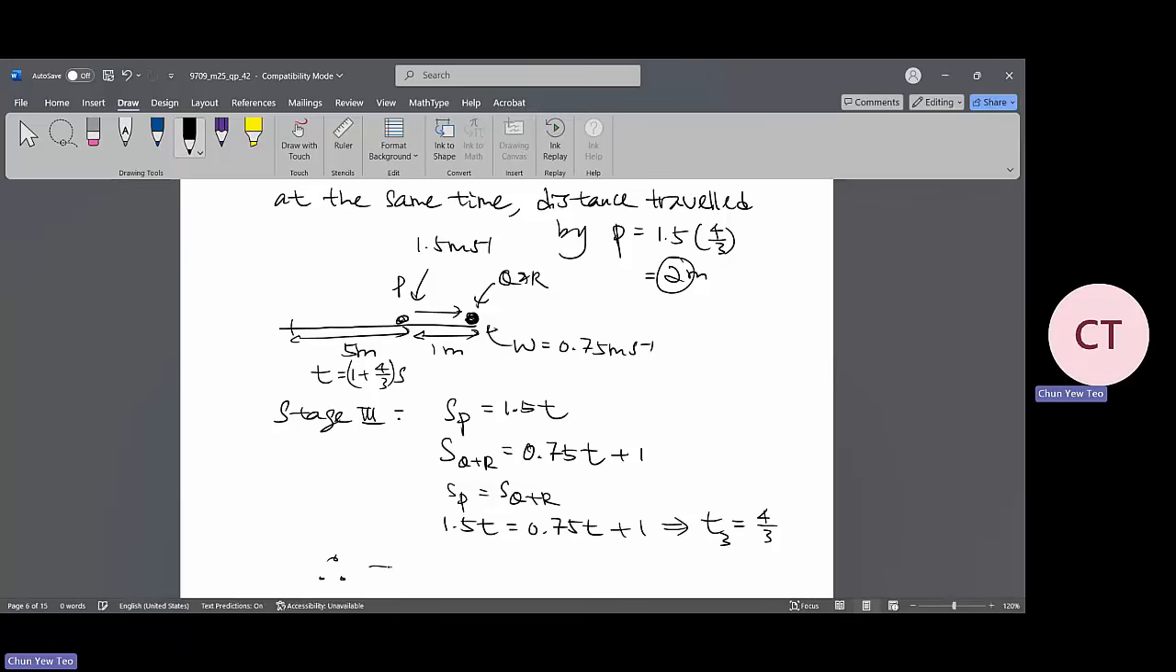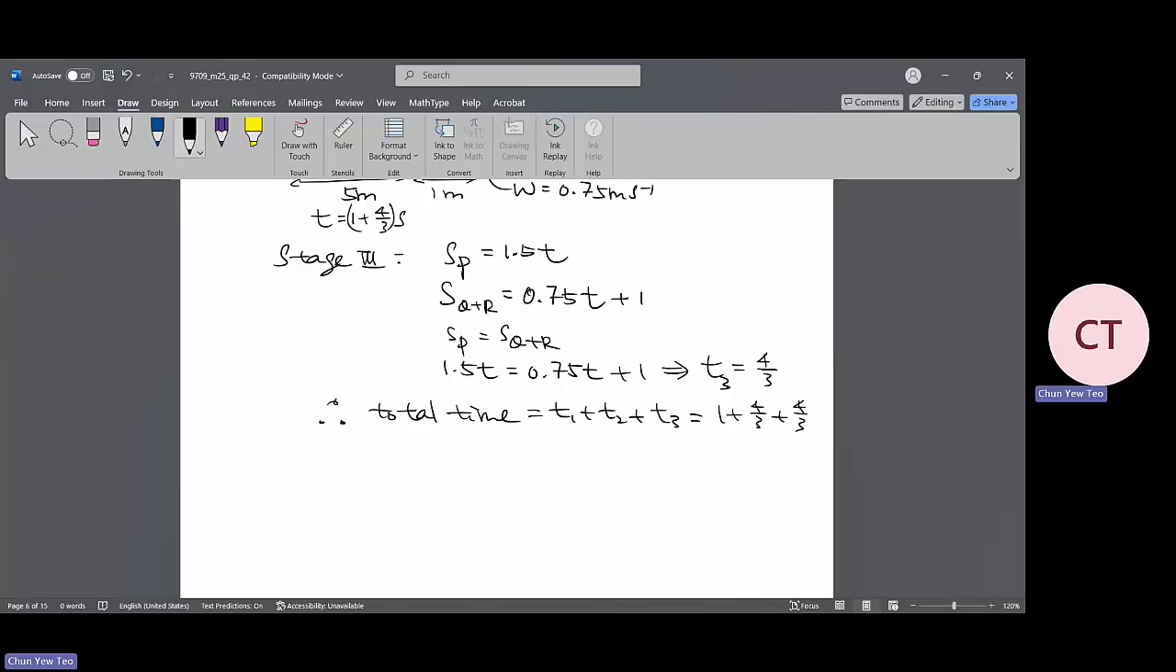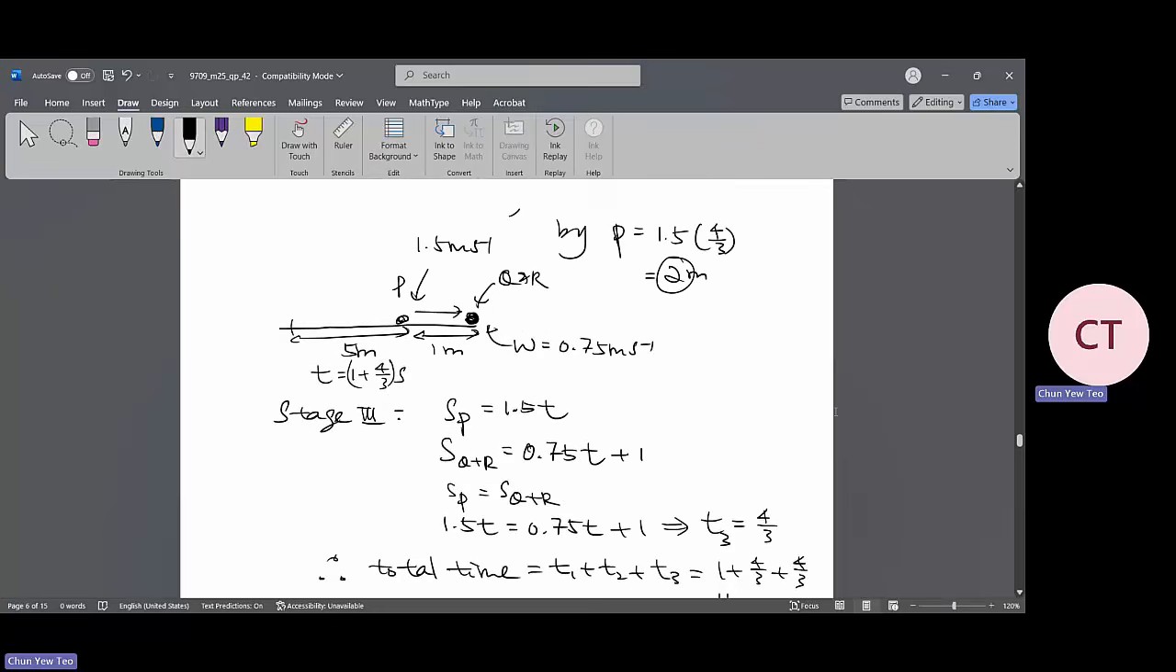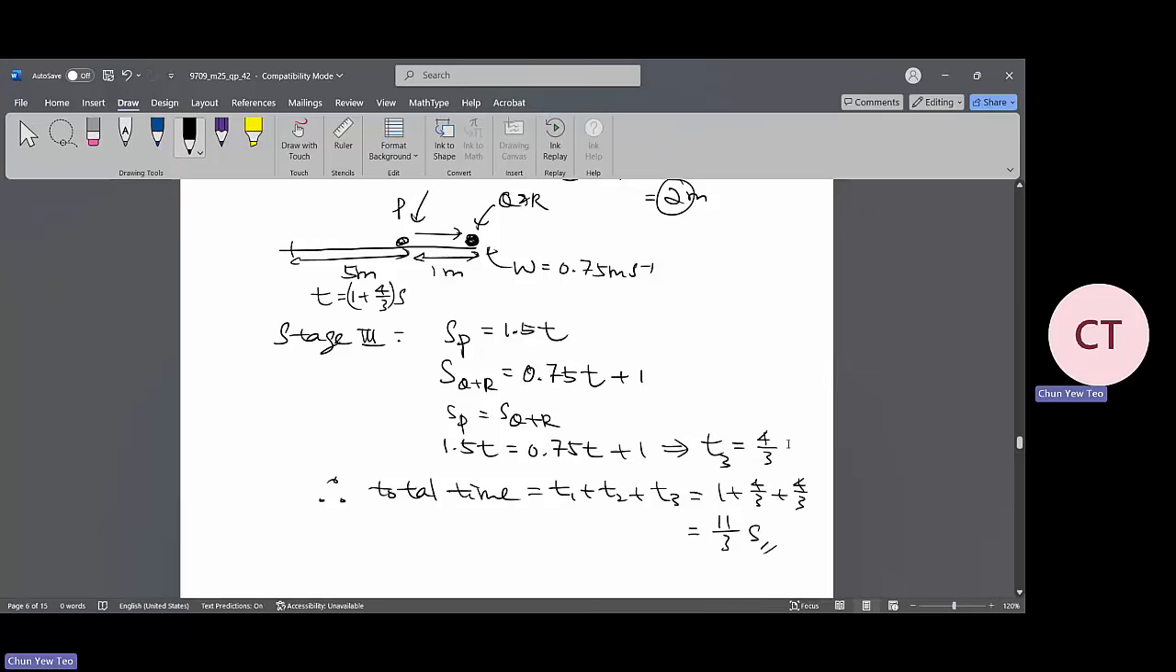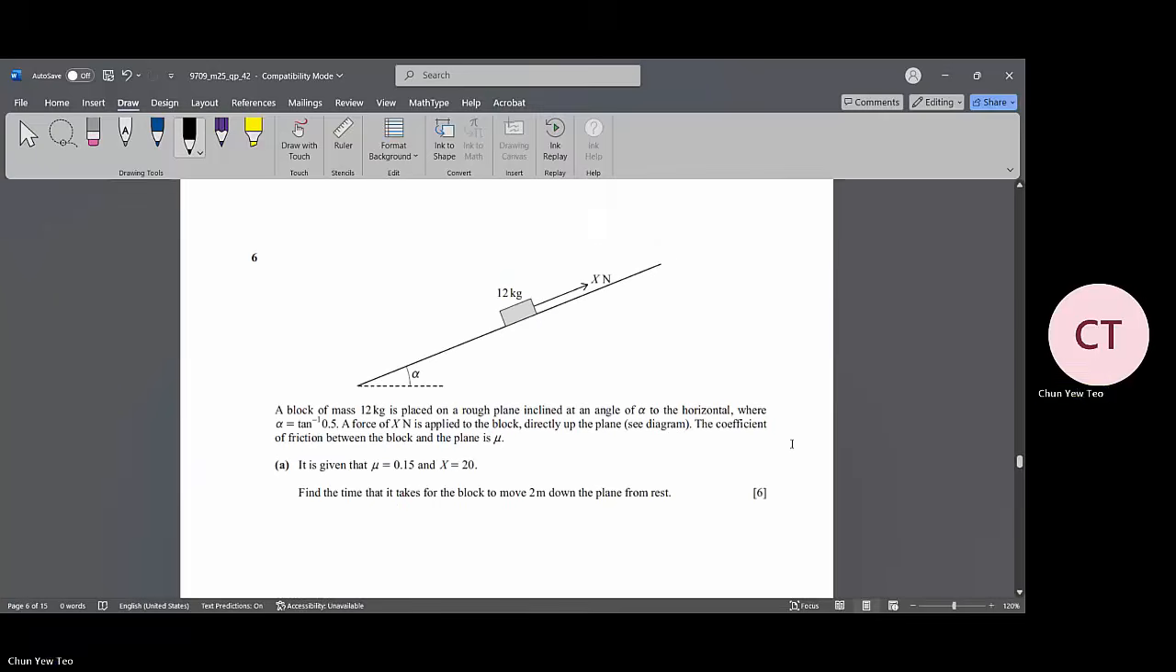Therefore, the total time is equal to T1 plus T2 plus T3, which is 1 plus 4/3 plus 4/3. You get the total time of 11/3 seconds. Done. This will be the answer for question number 5. Okay, now we move on to question number 6.